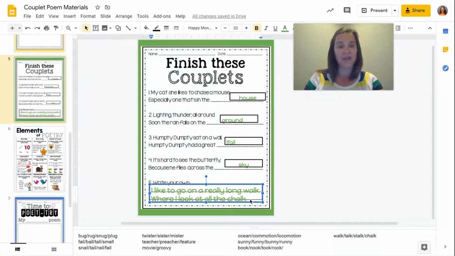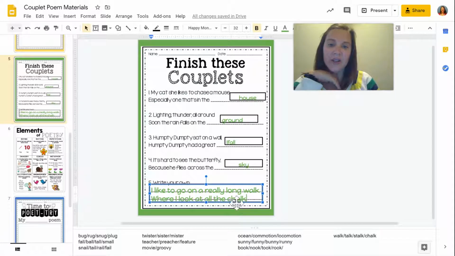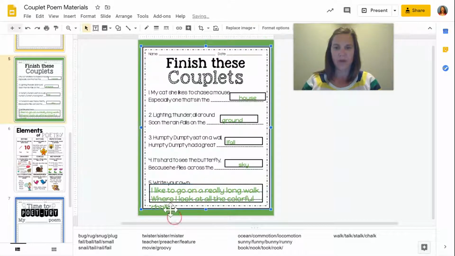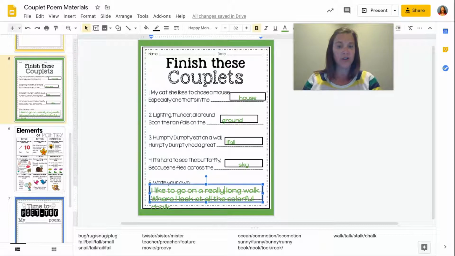And now I'm going to count the syllables. That makes more sense. 1, 2, 3, 4, 5, 6, 7, 8, 9, 10. 1, 2, 3, 4, 5, 6, 7. Where I look at all the colorful chalk. 1, 2, 3, 4, 5, 6, 7, 8, 9. 1, 2, 3, 4, 5, 6, 7, 8, 9, 10. I like to go on a real long walk.